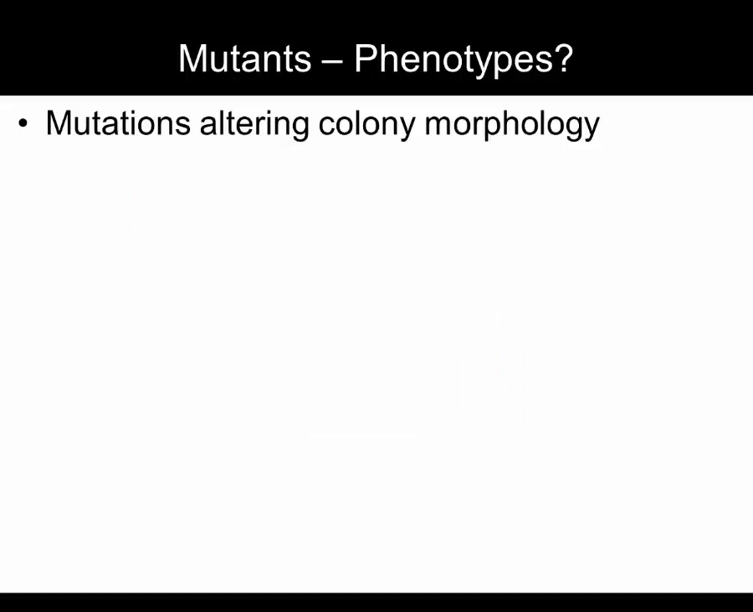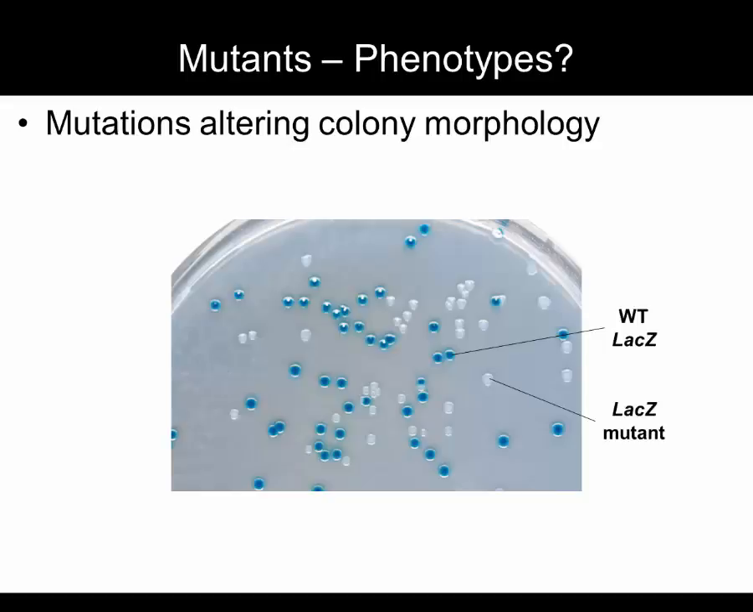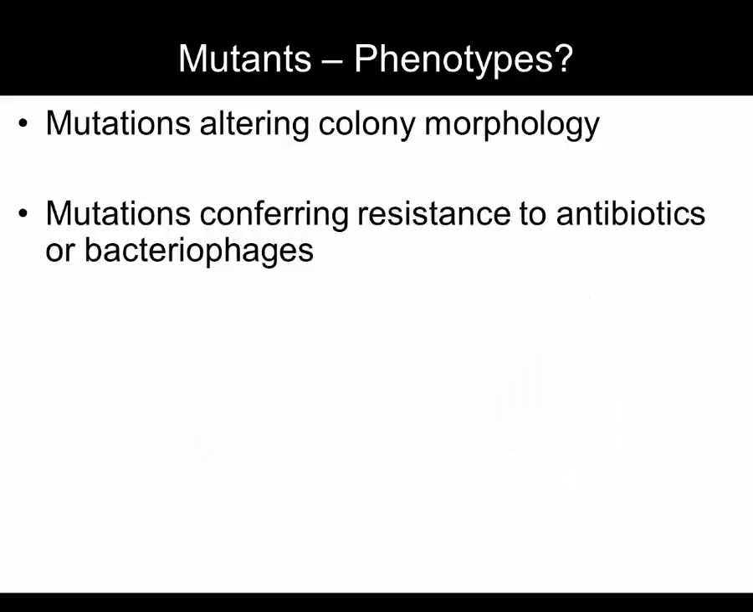Some mutations will cause the colonies to change colors, and there are even chemicals that can help us detect certain mutations this way. For instance, E. coli colonies plated with the chemical X-gal turn blue if they have a wild-type lacZ gene, but mutants that lack a functional lacZ gene are white. Other times, we look for whether or not a colony can grow under certain conditions.